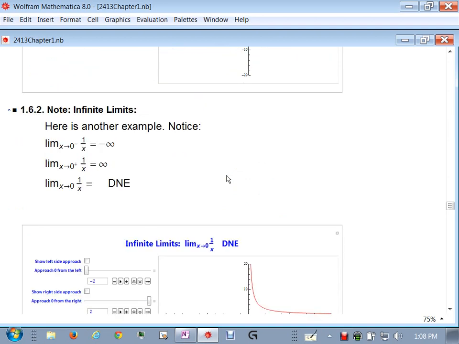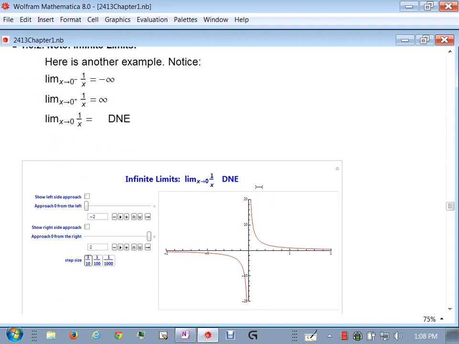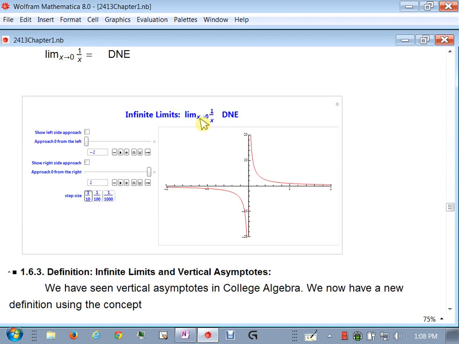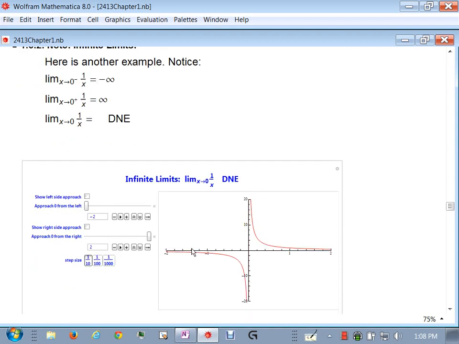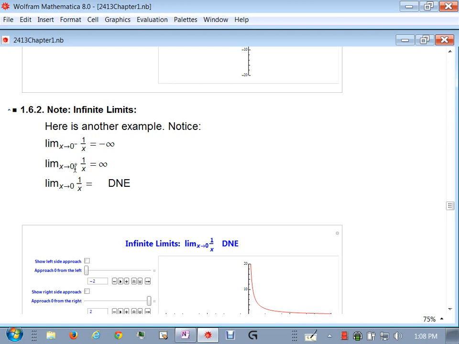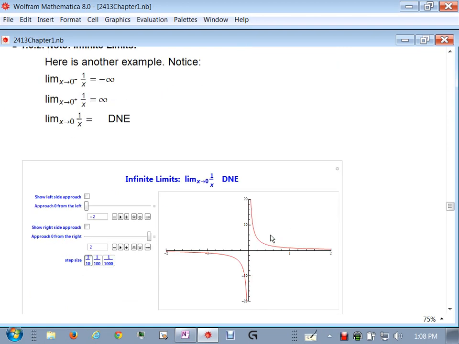So how about this one? This example right here. Limit x approaches 0 of 1/x. Not 1/x squared, 1/x. Here's the graph. What happens as I approach 0 from the left side? It goes to negative infinity, right? What happens if I approach 0 from the right side? It goes to positive infinity. So as I approach 0 from the left, the negative up there, of 1/x, it goes to negative infinity. I'm going down forever. As I approach 0 from the right, it goes to positive infinity.